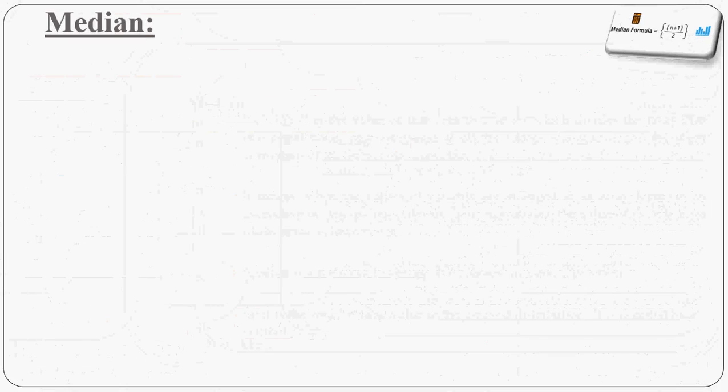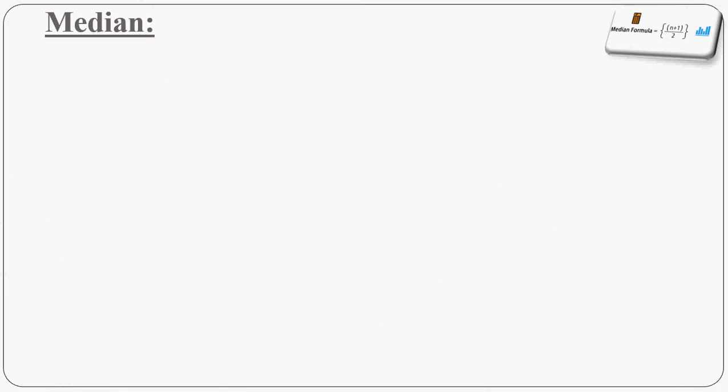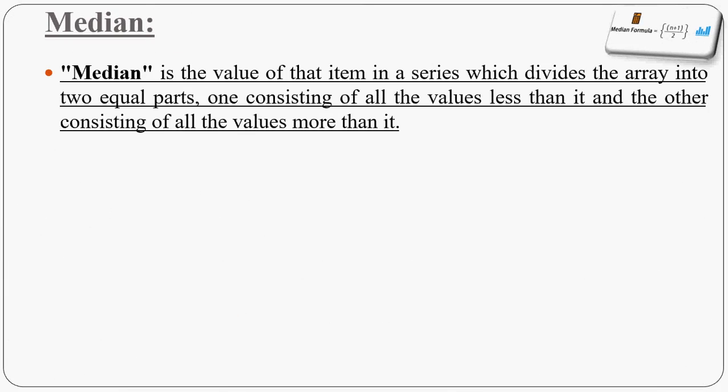So let us see the next part, which is median. What is median? Median is the value of the item in a series which divides the array into two equal parts: one consisting of all values less than it and another consisting of values more than it. So when we arrange the given series and take the mid center, we can identify on one end all the lesser variables and on the other the greater variables. This is what we call median.